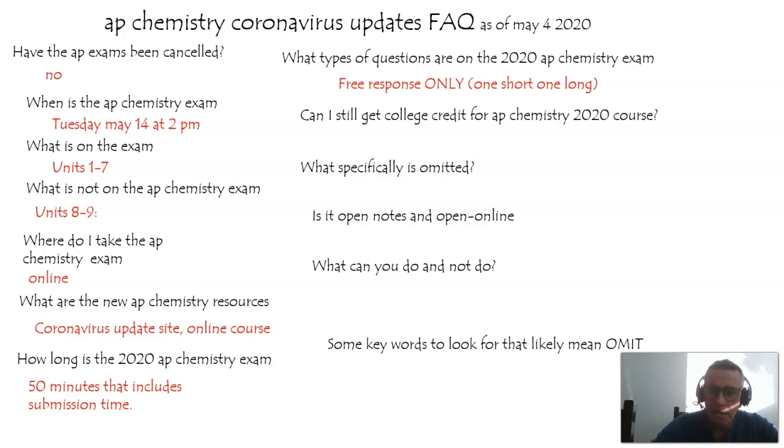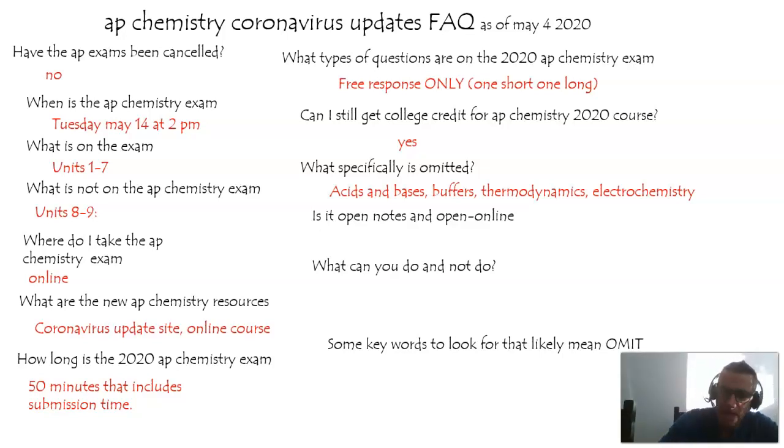Can you still get college credit? You bet. What's been omitted? That's acids and bases, buffers, thermodynamics, and electrochemistry. Those are the important things. God, I didn't mention acids and bases before. That's an important one to point out that has been completely omitted.